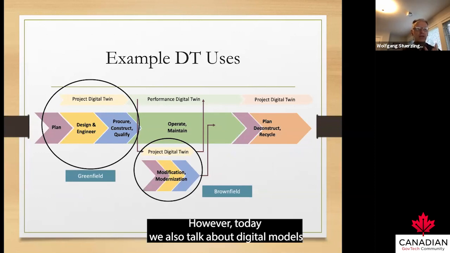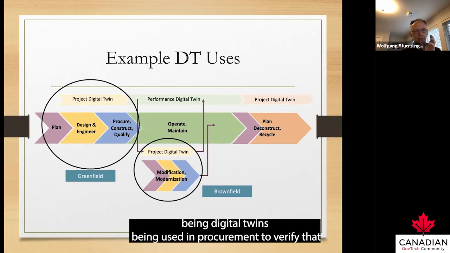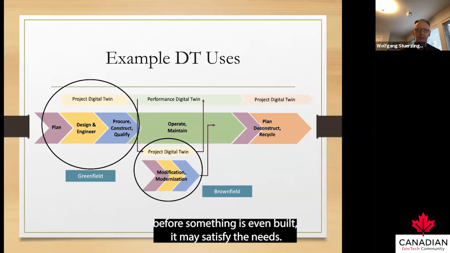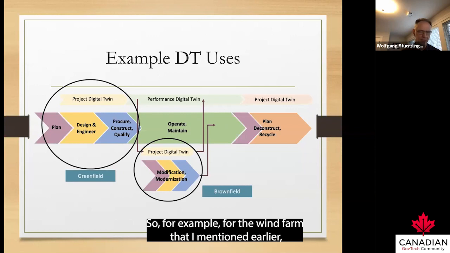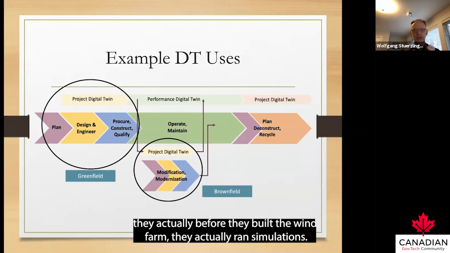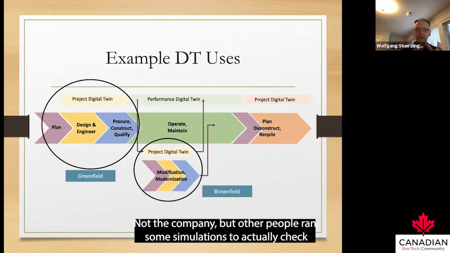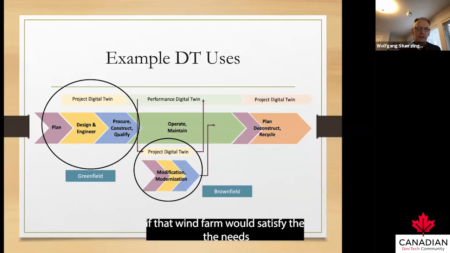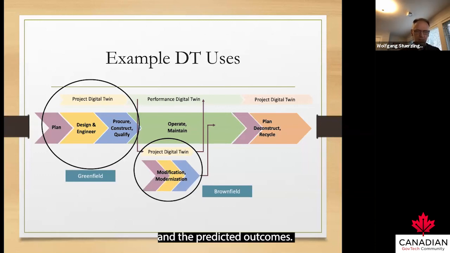However, today we also talk about digital twins being used, say, in procurement to verify that before something is even built, it may satisfy the needs. So for example, for the wind farm that I mentioned earlier, right? Before they built the wind farm, other people, not the company, ran simulations to check if that wind farm would satisfy the needs and the predicted outcomes, right?